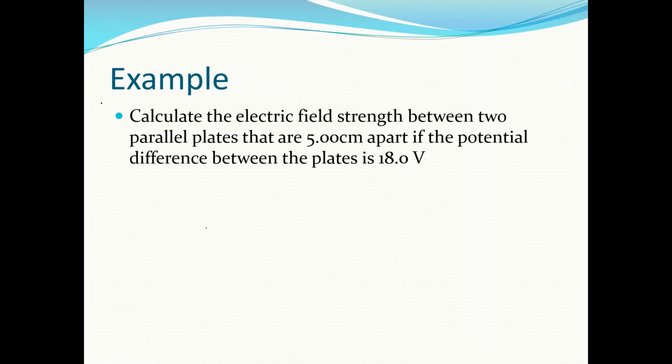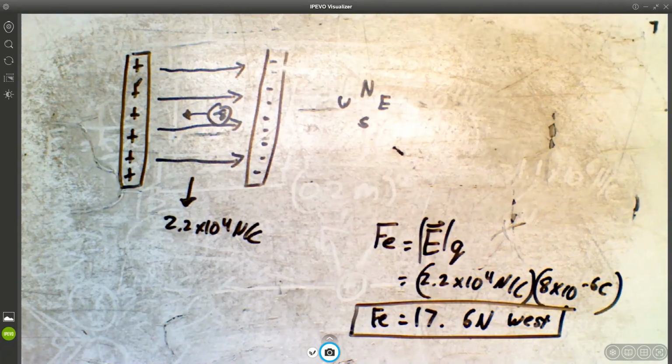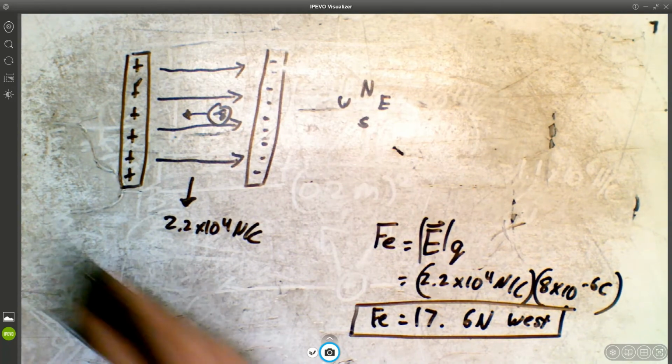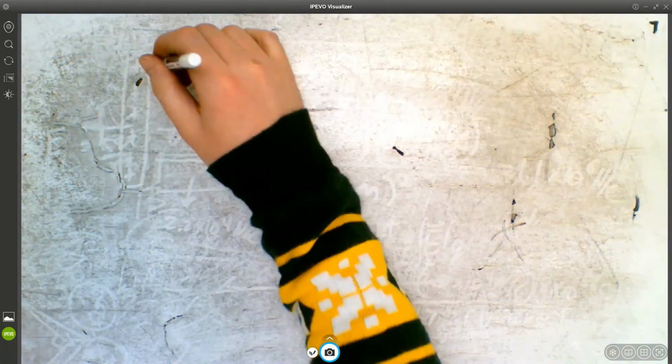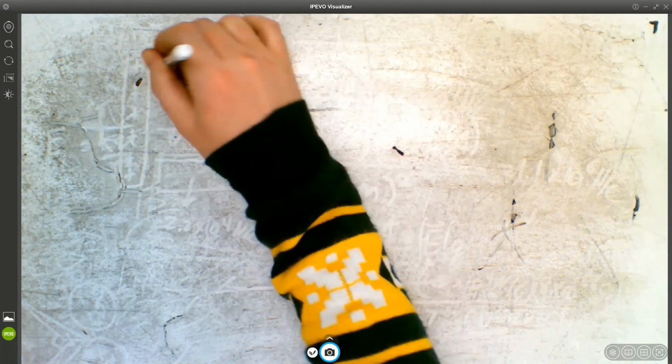So let's do an example. Calculate the electric field strength between two parallel plates that are 5 centimeters apart if the potential difference between the plates is 18 volts. Okay, let's draw a little picture of what's going on here. So we have two parallel plates.